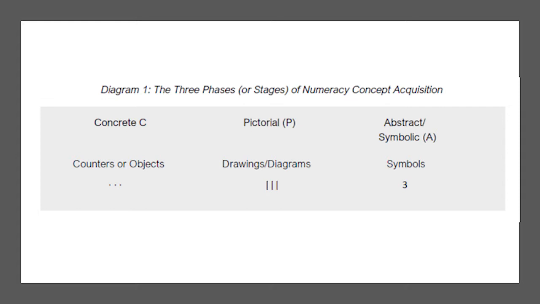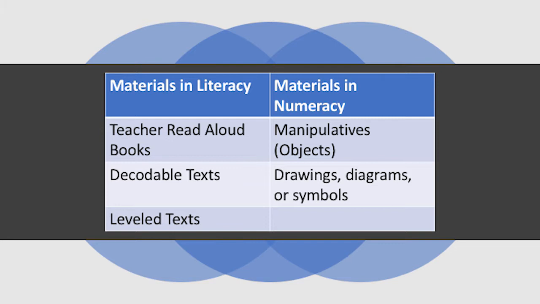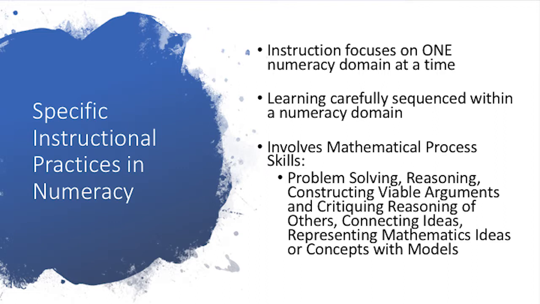The materials are also different between literacy and numeracy. In literacy, we have teacher read-aloud texts, decodable texts, leveled texts. In numeracy, there are manipulatives, diagrams, drawings. So they're also very distinct. And I'm going to go into a little bit more detail on the specifics under numeracy. As I mentioned before, the domains are not nested. Right? They can be taught one at a time.